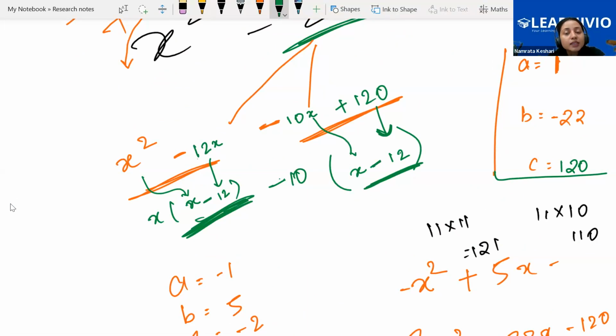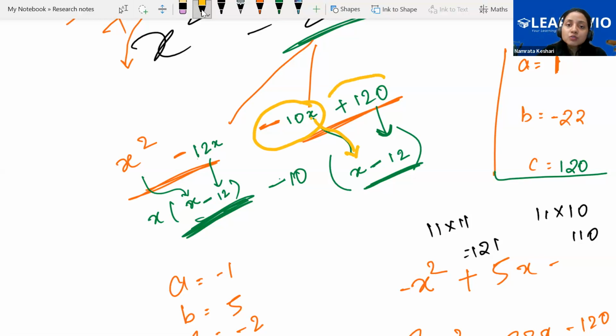Why am I writing the minus sign in between? Whenever you take a minus sign as a common factor, each and every sign inside the bracket will change. So this minus 10x was a negative term initially, but whatever will be remaining now became positive in the bracket. Why? Because we have taken the minus sign common.